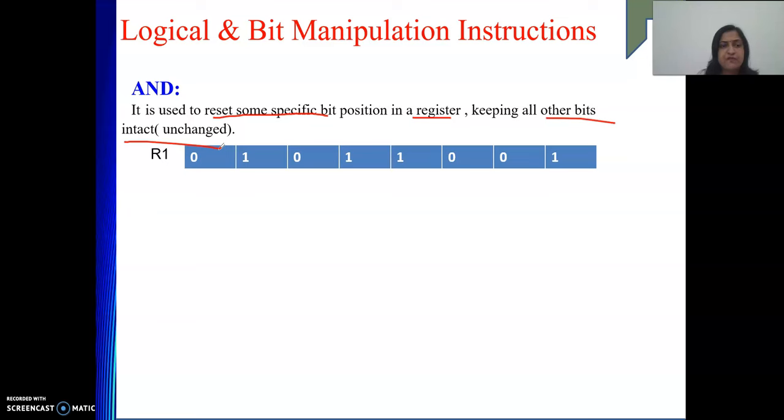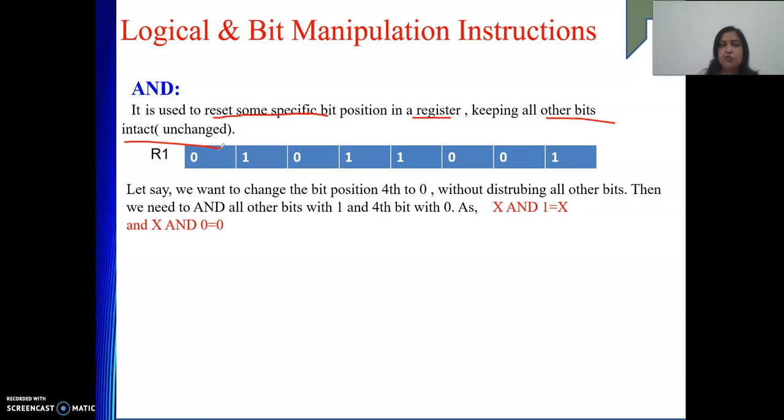Let's say this is one register R1. The contents are given like this. And as I have already said, I want to set the fourth bit to 0. Fourth means this is first, second, third, fourth. This bit position I want to make 0 without disturbing all other bits, which will remain as they are. I should not change their values.